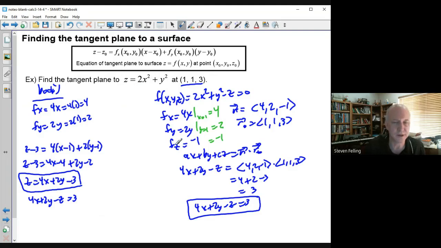So whichever method you like, if you want to think of it as: get everything on one side, take all partial derivatives, evaluate them, and those are the x, y, z components of the normal vector, and then combine that with the point in our standard way. Or you can memorize this new little formula for finding a tangent plane where you just calculate the two partial derivatives. Okay, so either way, you can find an equation of that tangent plane to the surface.